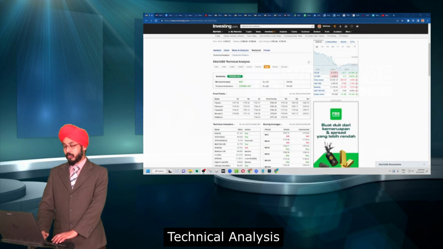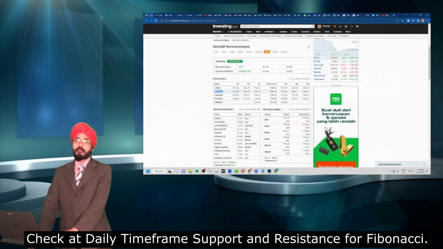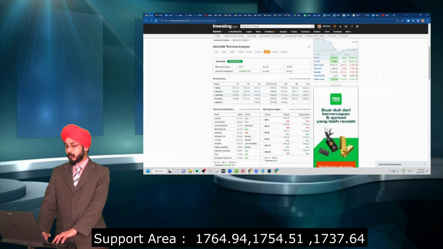As we are able to see at investing.com, at the daily for technical analysis, first and foremost we will look at the Fibonacci. We have 3 support points and 3 resistance points. The first support point is 1764.94. The second support point is 1754.51, and support 3 is 1737.64.